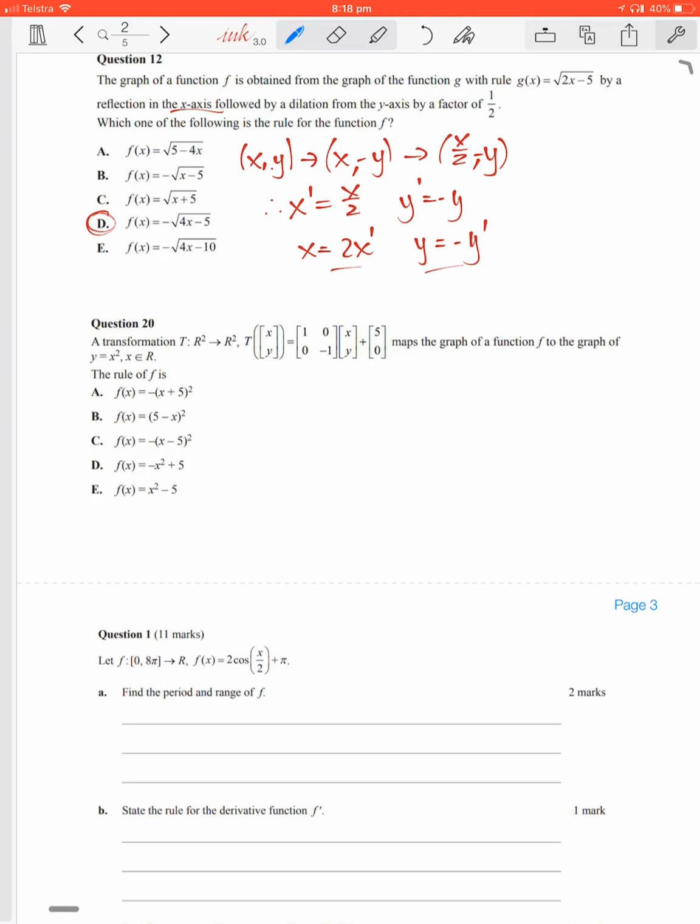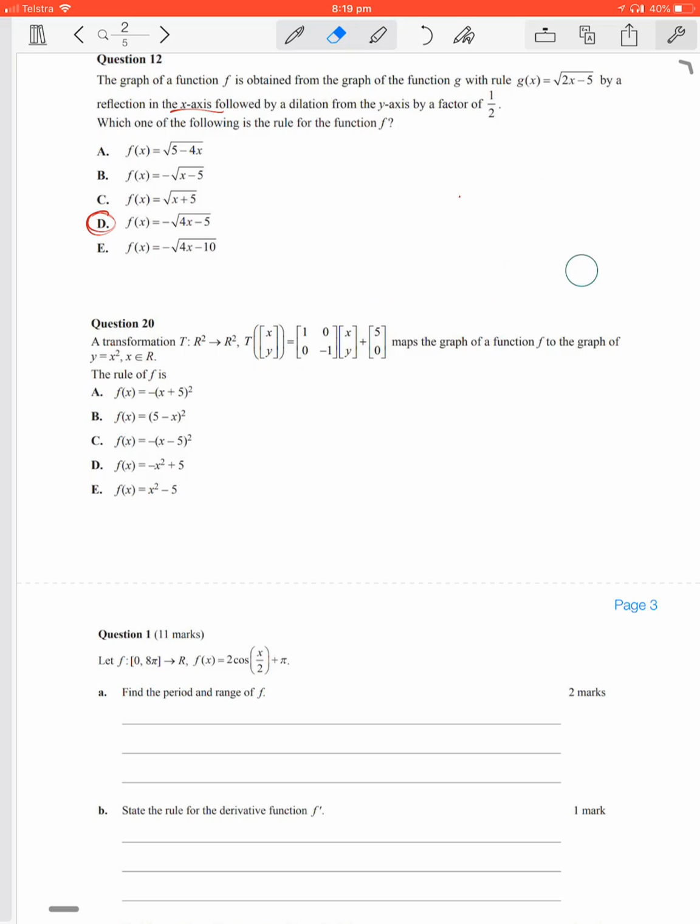Same thing as before, when we sub it in, we get negative y is equal to 2x minus 5. Excuse me. y equals negative 4x minus 5. So either way we get the same answer, which is always nice.